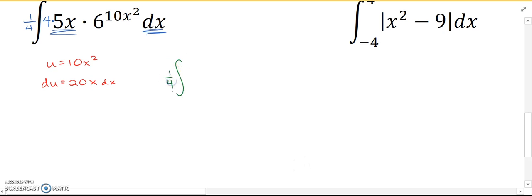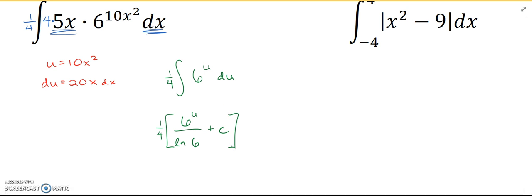This is what that's going to make it look like. 1/4 stays on the outside, but now on the inside, it should just be 6 to the u du. The antiderivative of 6 to the u is 6 to the u over the ln of 6. I still have this 1/4 on the outside, and one of the most important things is to make sure you have the plus C. If you forget the plus C, you leave points on the table. Go for it.